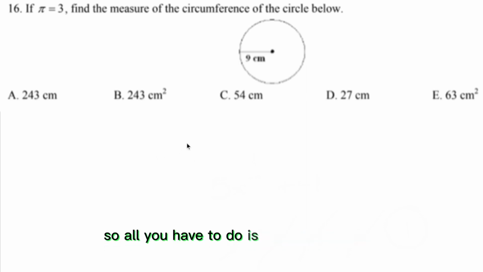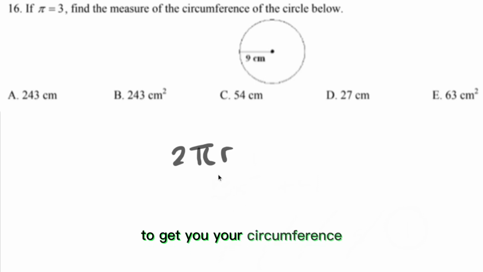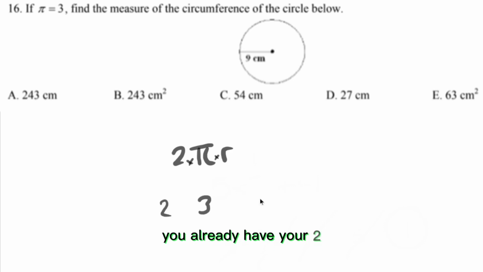So all you have to do is use the formula 2 pi r to get your circumference. So you just multiply each of these terms. So pi is 3, you already have your 2, and your radius is given, and that's 9.